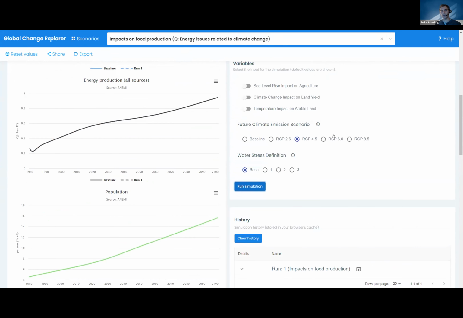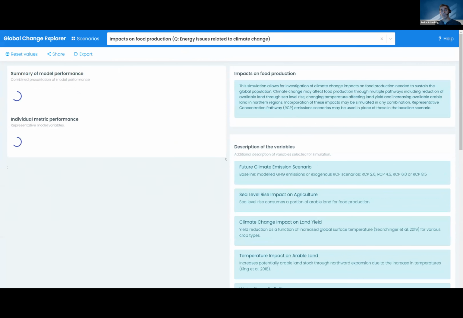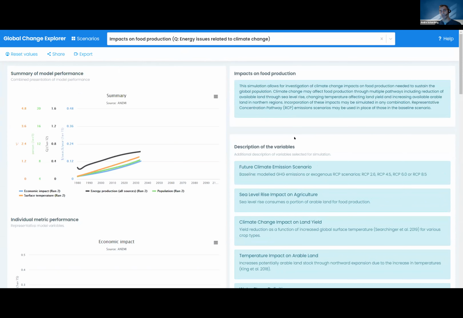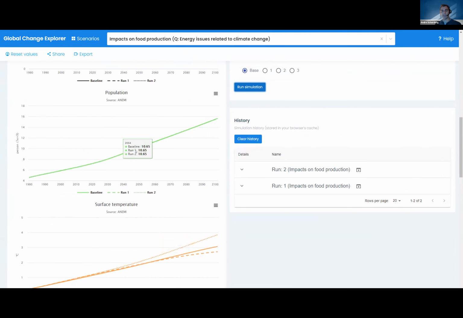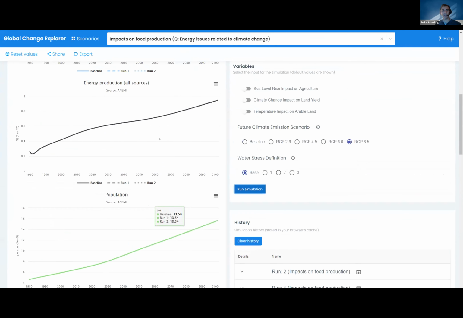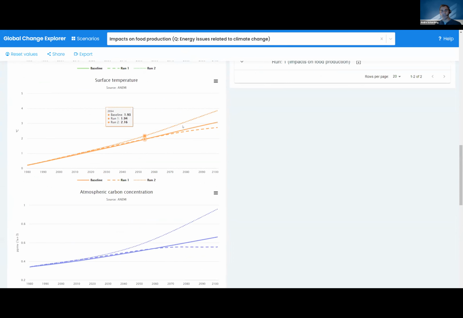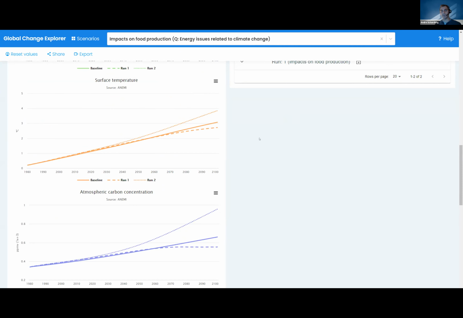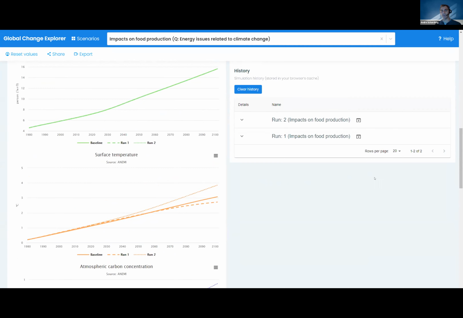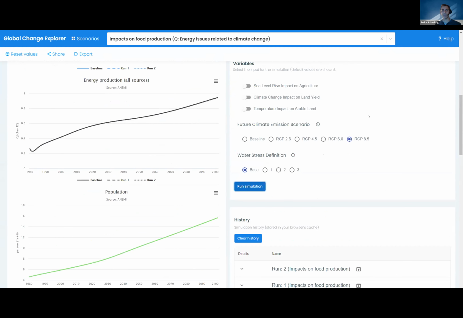So I have one run. If I change, let's say, another variable, I will change the future scenario to an RCP 8.5 and run it again. It will add one more set of outputs to my graphs. This is not showing because there is no change on these graphs, but you see some of the variables are changing, like the carbon emissions is obviously changing, and this is reflecting the selections I have done on the right side.